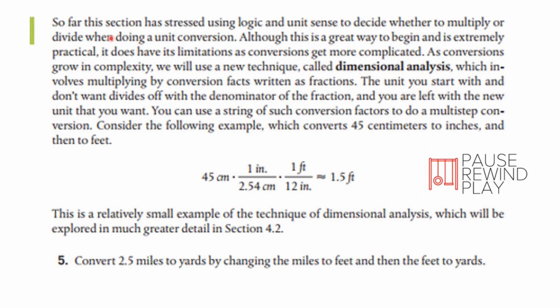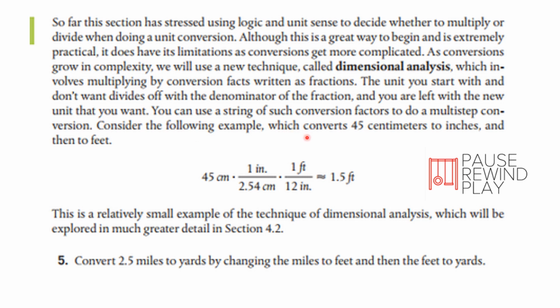So far, this section has stressed using logic and unit sense to decide whether to multiply or divide when you're doing a unit conversion. Well, this is a great way to begin, and it's extremely practical. It does have its limitations as conversions get more complicated. As they grow in complexity, we'll use a different technique called dimensional analysis, which involves multiplying by conversion factors written as fractions. The unit you start with and don't want divides off with the denominator of the fraction, and you're left with a new unit that you want. You can use a string of such conversion factors to do a multi-step conversion.